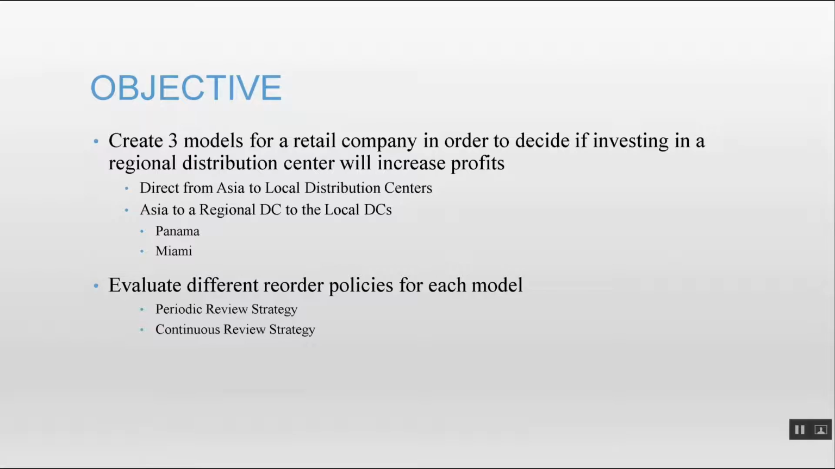Our objective is to create 3 models for a retail company in order to decide if investing in a regional distribution center will increase profits. The 3 models are direct from Asia to local distribution centers, a regional distribution center located in Panama, or a regional distribution center located in Miami. We also evaluated different reorder policies for each model. The reorder strategies are periodic review strategy and continuous review strategy.